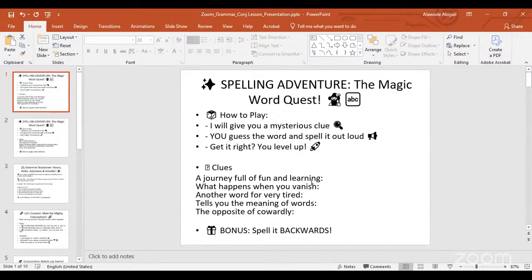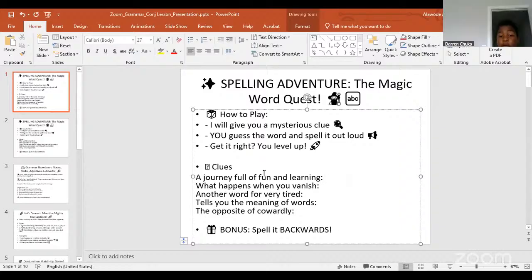So I said we're going to add one more part of speech to what we've been learning. But first, we have to do our spellings. We have to do our vocabularies first. So let's get started. Yeah, so this is your clue. I'll give you your clues. A journey full of fun. These are your clues. So Darren, clue number one.